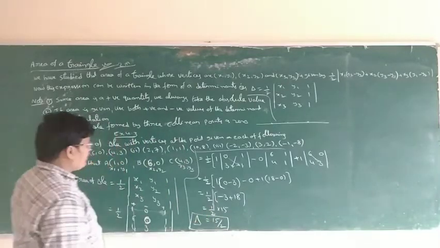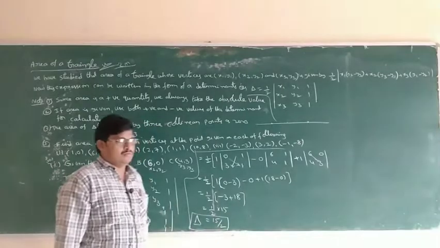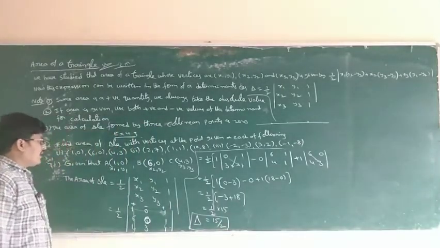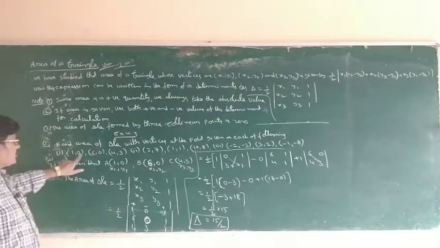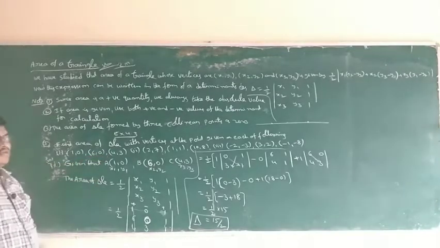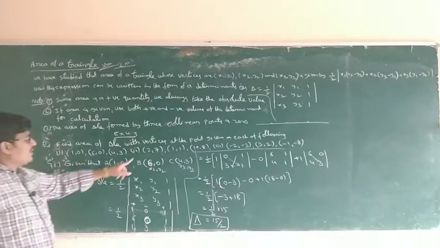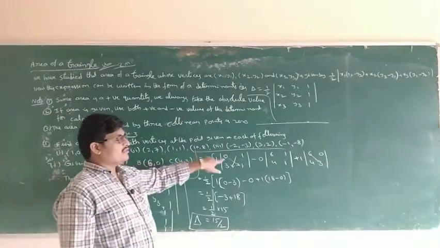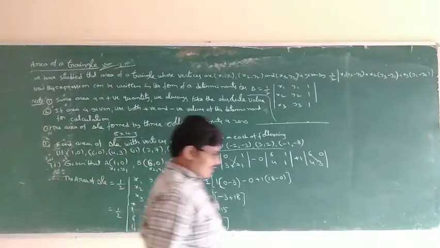The area of the triangle is 15 by 2. This is the area of the triangle, the first model problem. In the first model problem, only the 3 points are given. Find out the area of the triangle. This is the first problem. The remaining two problems are homework. Next, second question.